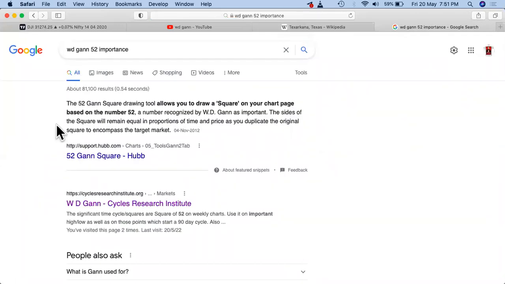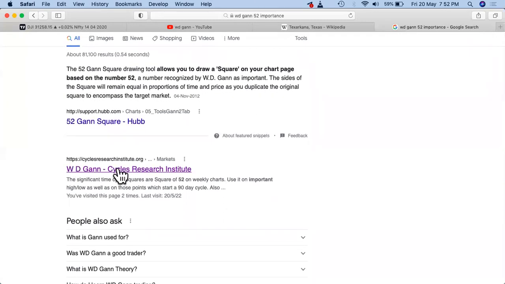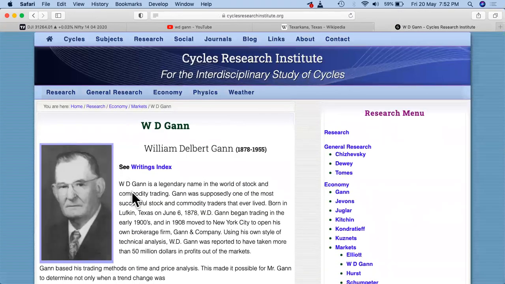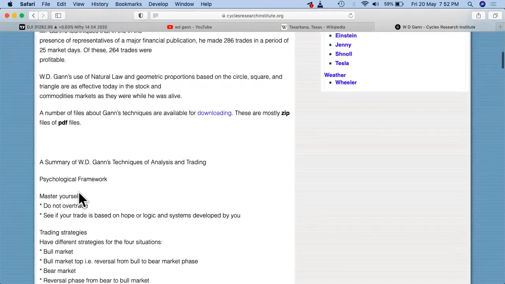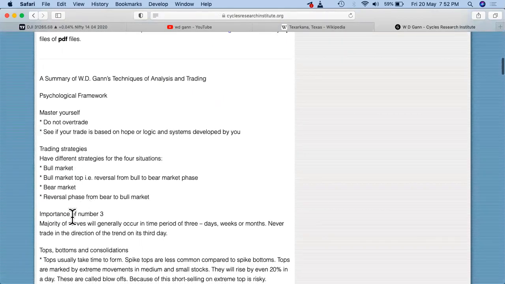So what we see over here is the 52 Gann square drawing tool allows you to draw a square on your chart page based on the number 52, a number recognized by WD Gann as important. So something is important about this which Gann wanted to tell us about, right? Support hub, WD Gann Cycles Research Institute. Let's try to get some details which are there. WD Gann, all the details about him have been mentioned: psychology framework, master yourself, trading strategies which have been given, importance of number 3.